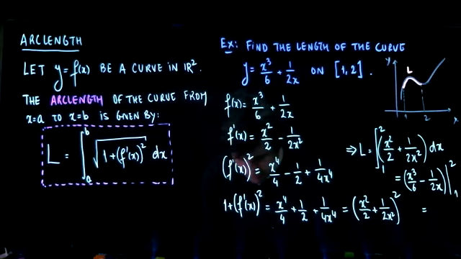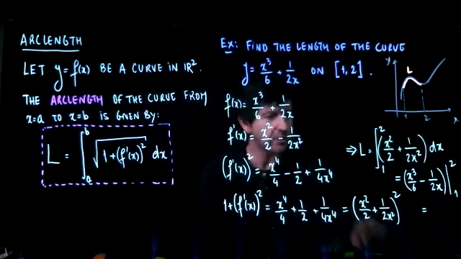So 8 over 6 minus 1/4, and then minus 1 over 6, and plus 1/2. So I get 17 over 12.